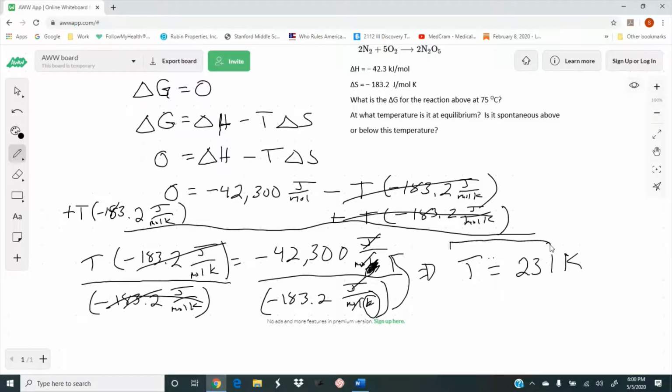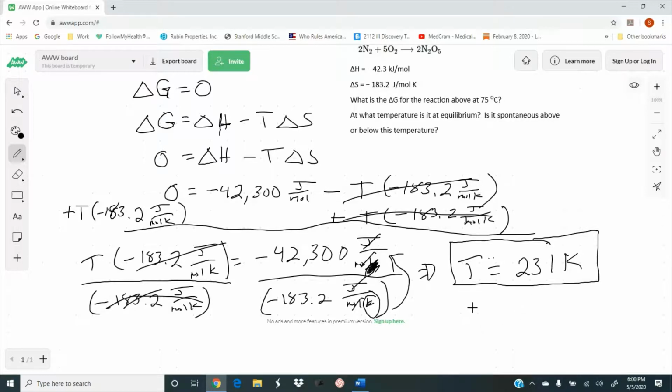What is the temperature at which the reaction basically goes from being spontaneous to not being spontaneous? The question is, is the reaction spontaneous above this temperature or below it? Is it at higher temperatures, above 231, or below 231? You want to ask that question.